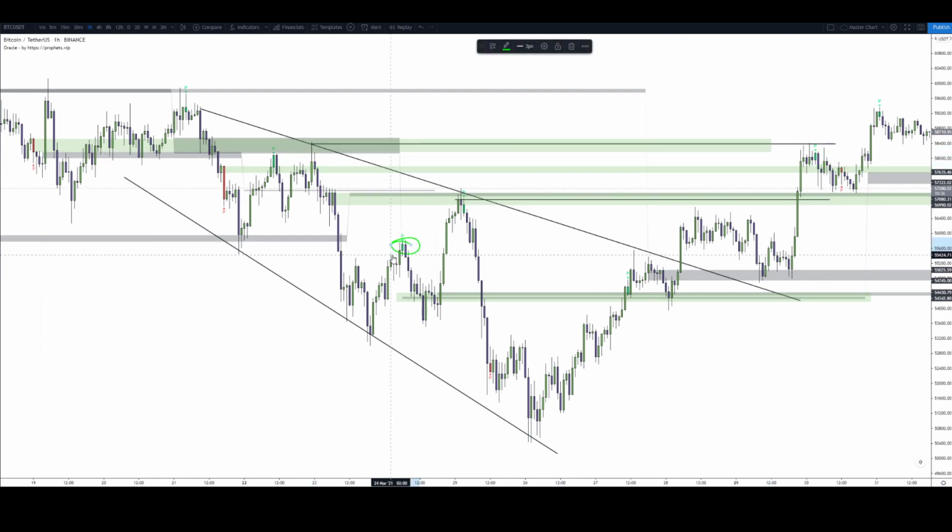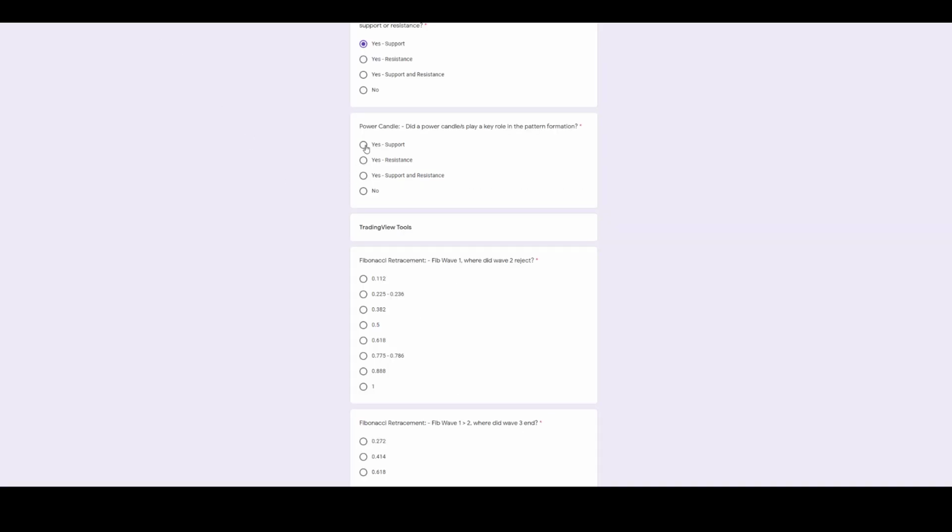This one's irrelevant until here, and then it was relevant. This one was relevant once we flipped it back into support. This one here, we can say that underneath it was the accumulation period, right? Did the inverse head and shoulder here? All at the bottom of this pattern. So I'm going to say yes, these were relevant during the formation of this. Alright, support and resistance.